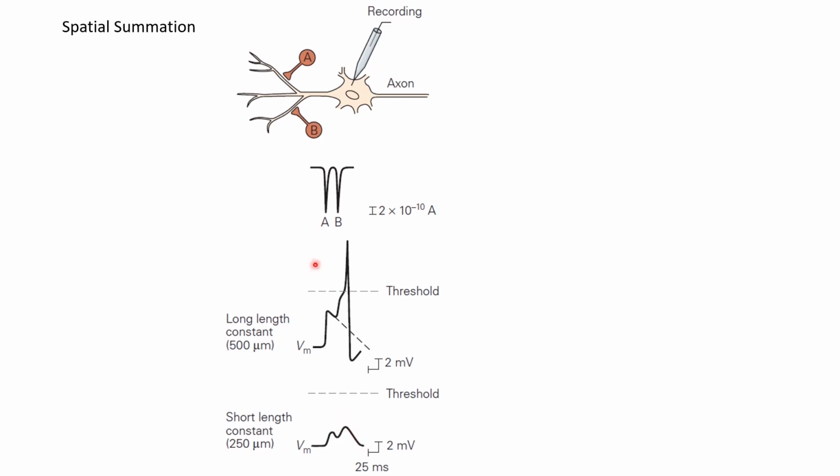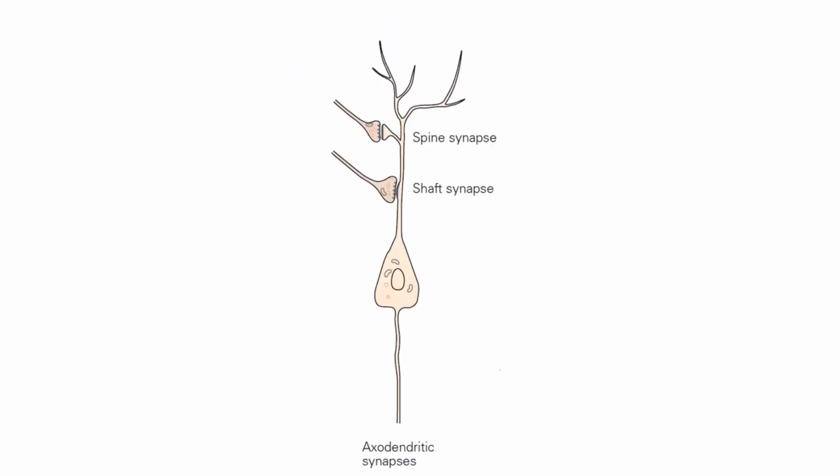So in summary, inputs from different synapses can get added up at every point in the neuron, but the magnitude of these inputs depends on how far they are from the point of origin of the action potential and the length constant. Before I close the discussion on synapses, I want to highlight one more thing. We have discussed that the synapses are formed between the axon terminal of one neuron and the dendrite of another neuron.